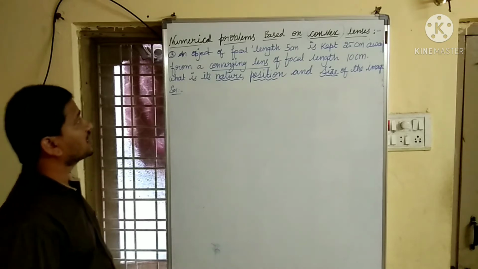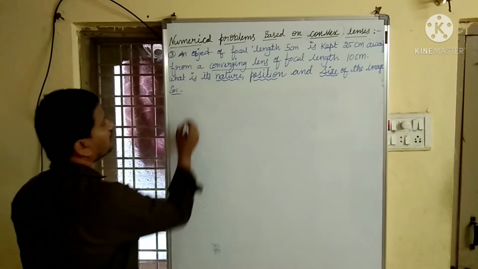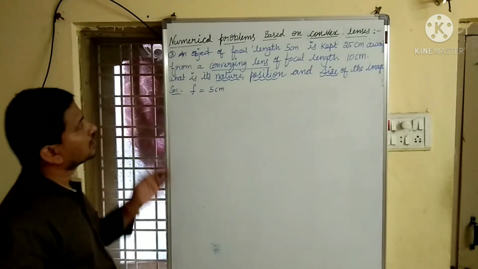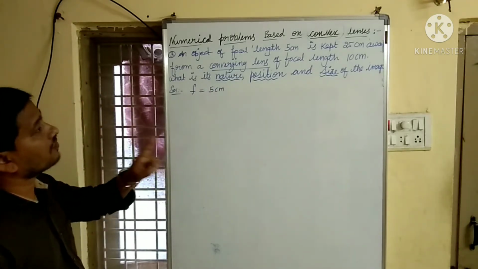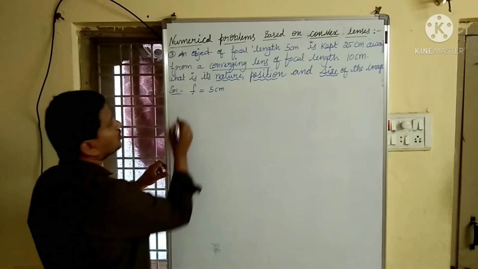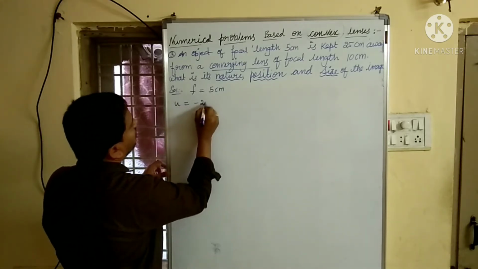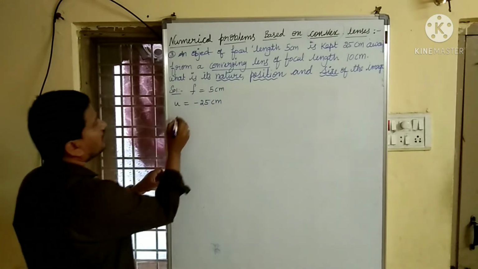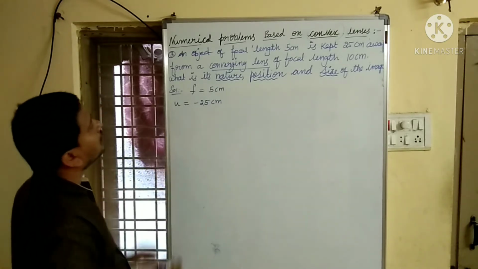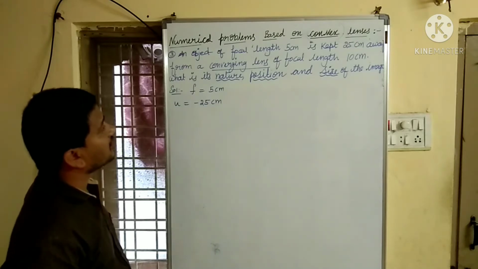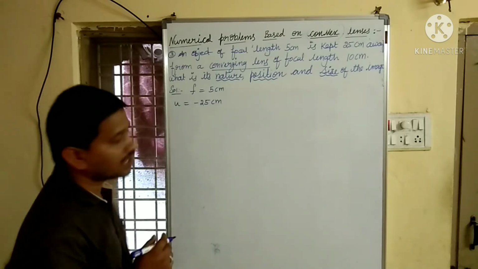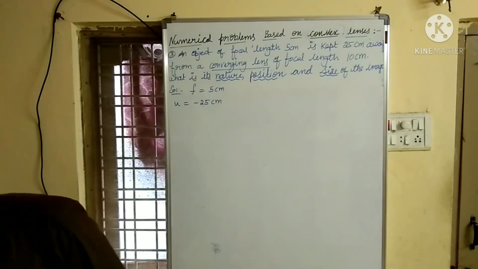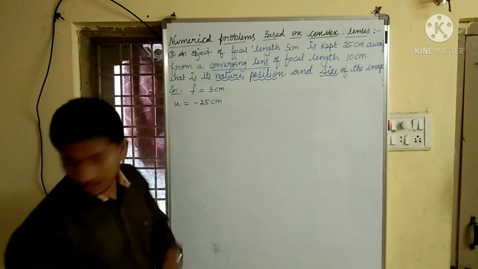Got it? So what is given? Given focal length is 5 centimeters. An object is placed at a distance of 25 centimeters. So object distance is 25 centimeters, I mean minus 25. And focal length is given. An object of focal length 5 centimeters. Sorry, I think the question is wrong. An object of height here.